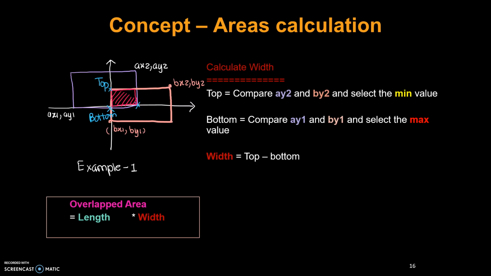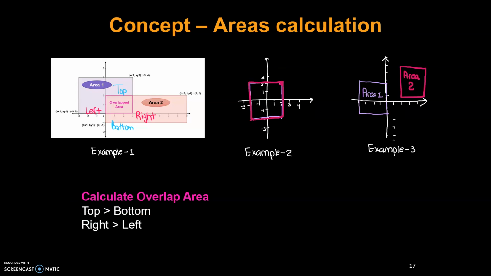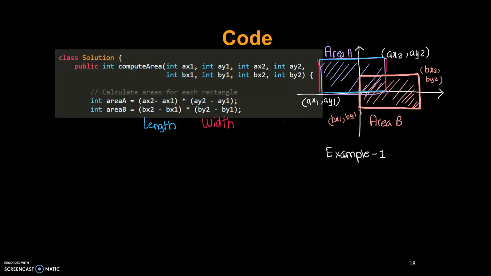Now we have calculated both length and width, so we can calculate the overlap area. To calculate the overlap area, these conditions must be satisfied: top has to be greater than bottom, and right has to be greater than left. Now I have discussed all of the algorithm concept, so let's go into the Java code.